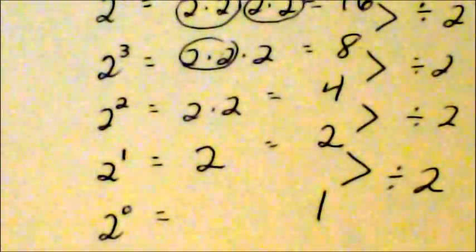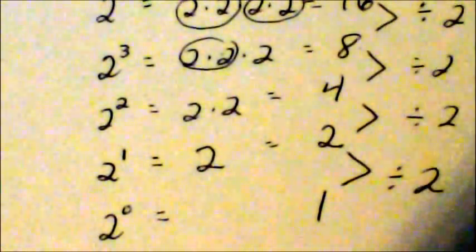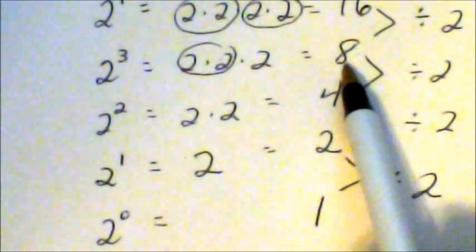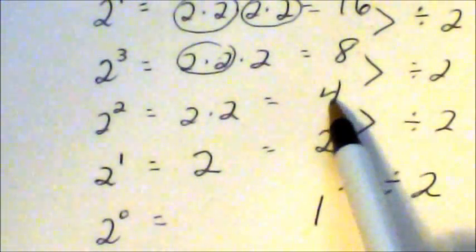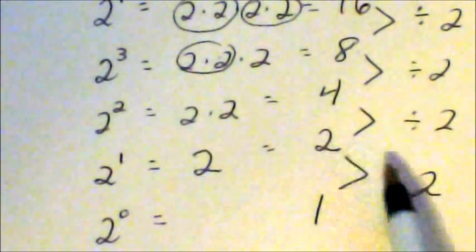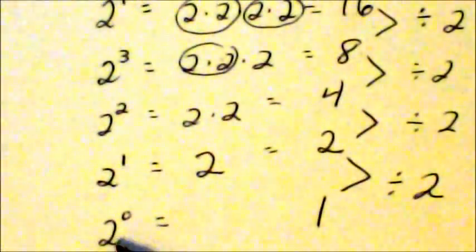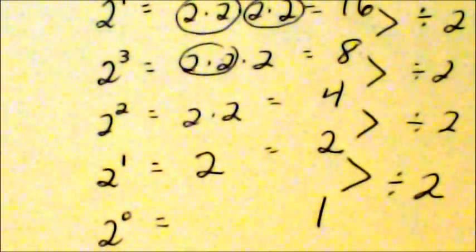Do you see the pattern? Just keep going down. 16 divided by 2 is 8. 8 divided by 2 is 4. 4 divided by 2 is 2. And 2 divided by 2 is 1, such that 2 to the 0 power is equal to 1.